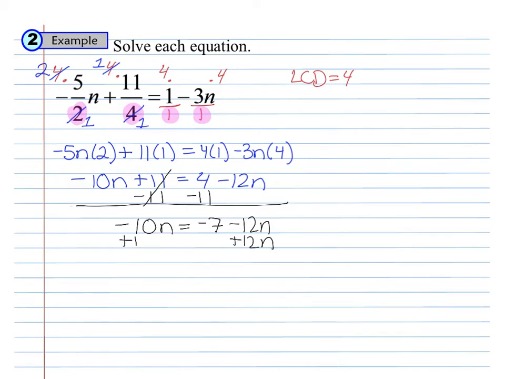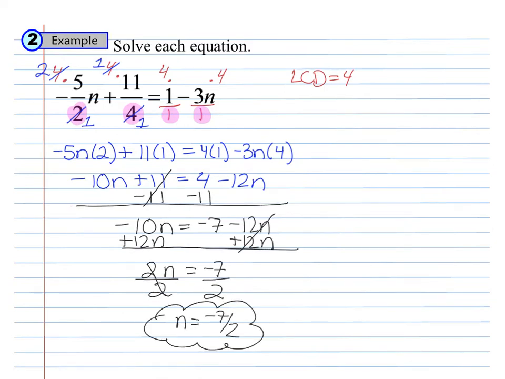Letters go with letters. Remember, you have to have letters on one side, numbers on the other side. Negative 10n plus 12n, opposite signs. That means subtract and keep the sign of the bigger number. Since 12 was bigger, it's going to be a positive 2n is equal to negative 7. Divide both sides by 2, and you're going to get that n is equal to negative 7/2. That is our final answer.